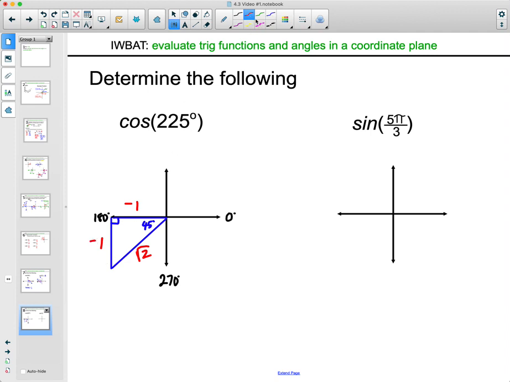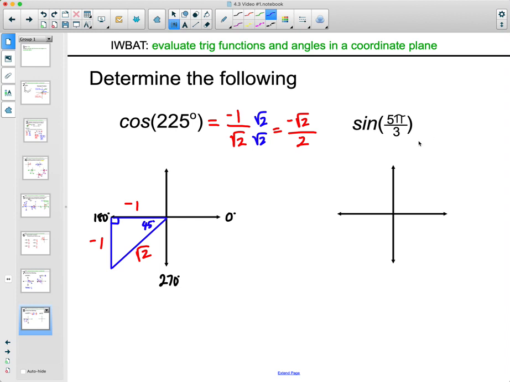Cosine is going to be adjacent over hypotenuse. So the adjacent to here is negative 1. Hypotenuse is square root 2. Rationalize this. You would multiply by root 2 over root 2. So this will be negative root 2 on top, root 4, which is a plain 2, on bottom.